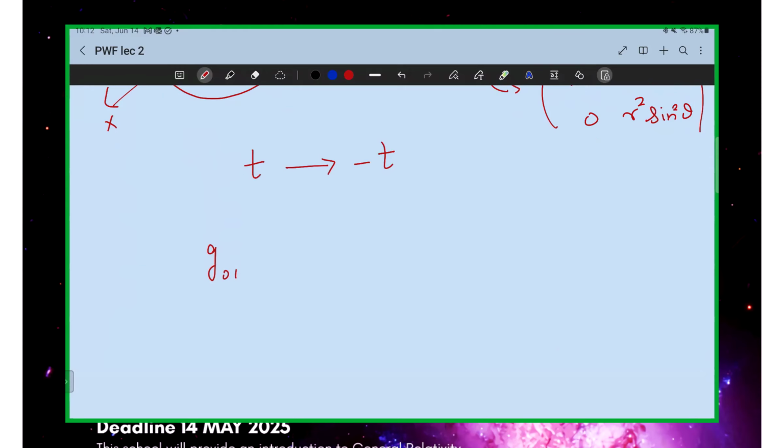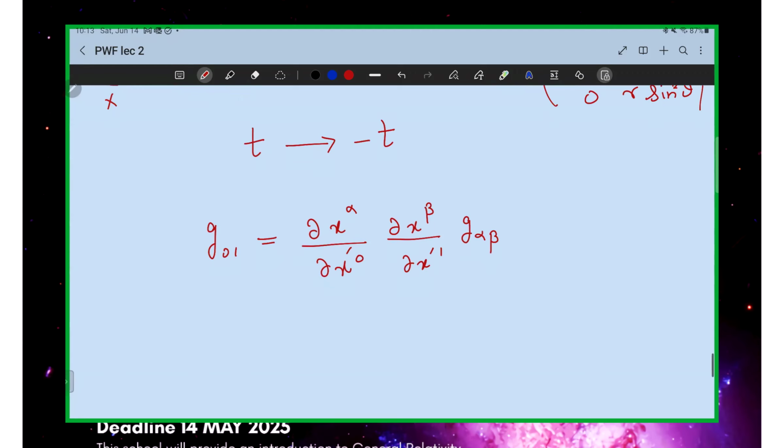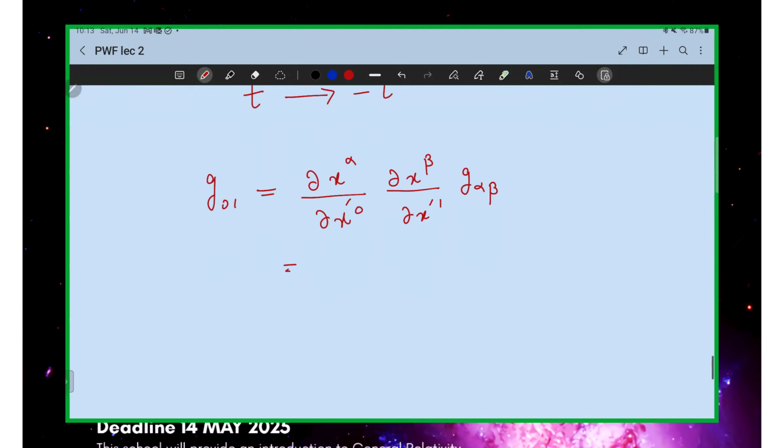It's time independent. Therefore, if I try to use the formula that we use to change the metric, which is given like this, the only thing that is changing is time, which means that first of all, this derivative is non-zero only if alpha is 0, and this derivative is only non-zero when beta is 1, because x1 depends only on x1.